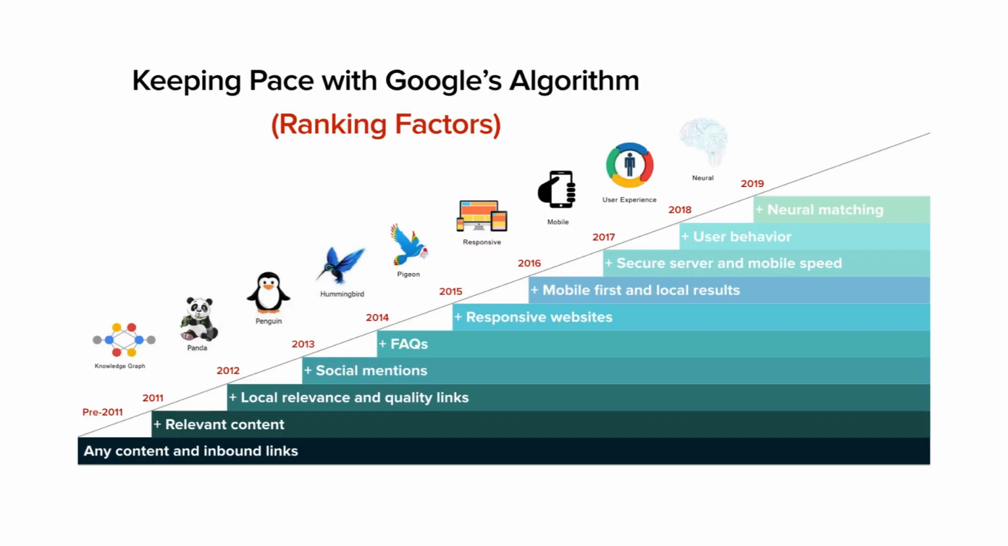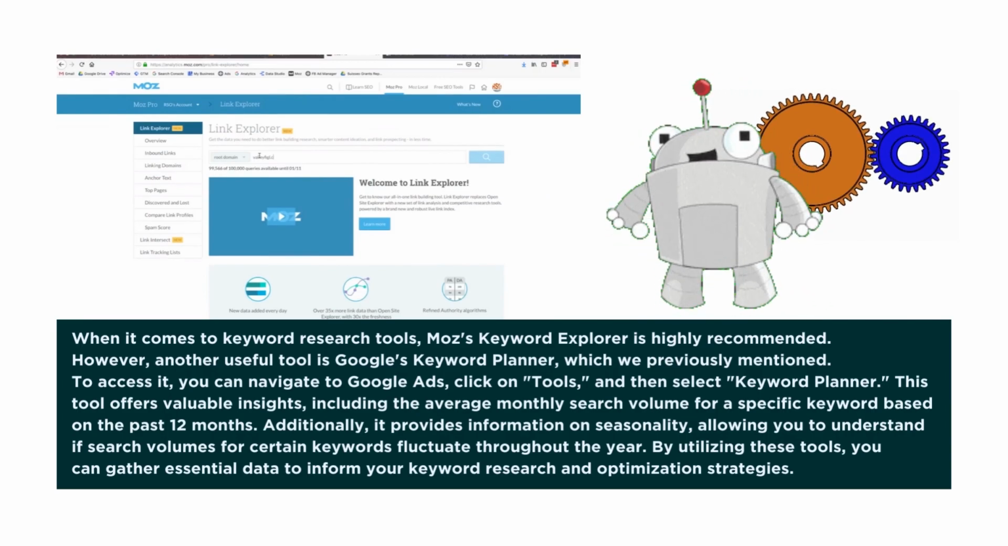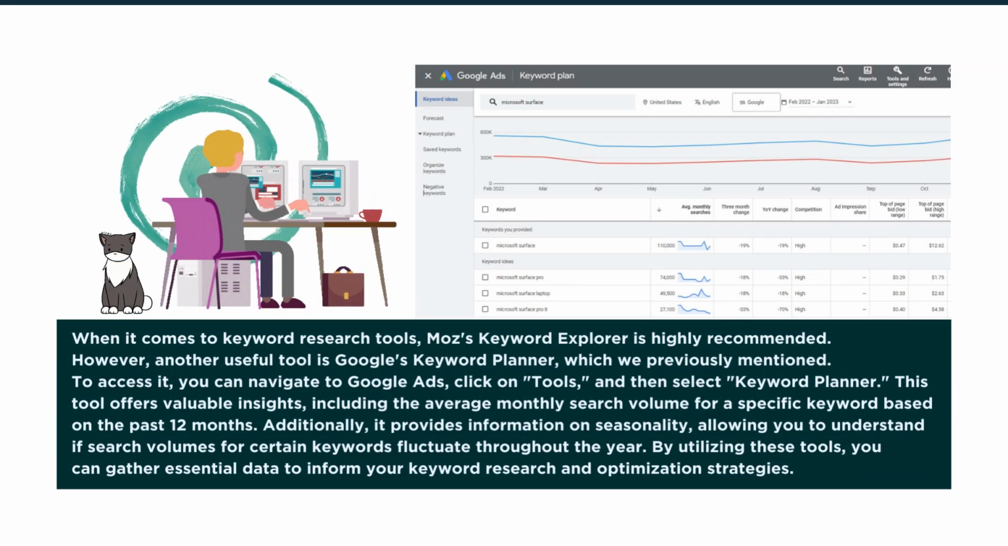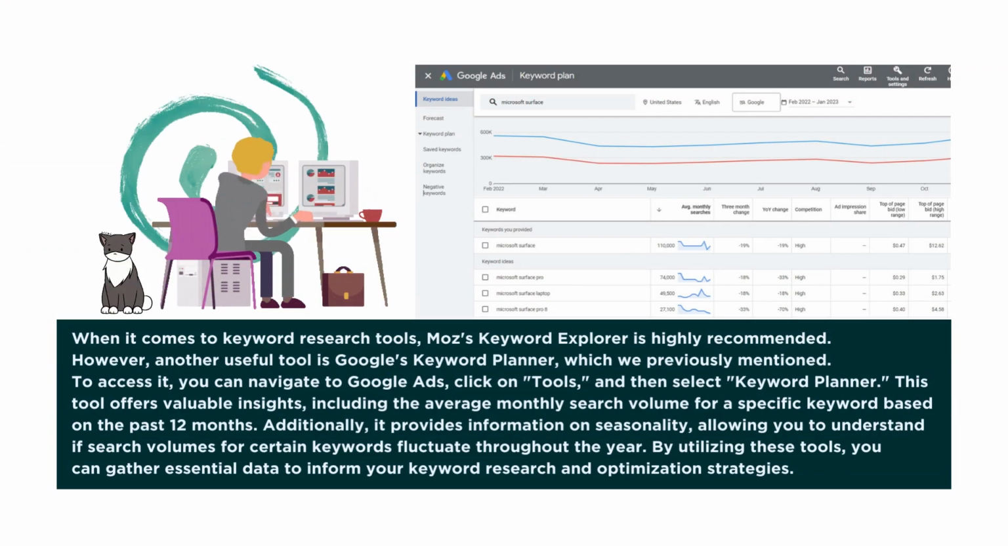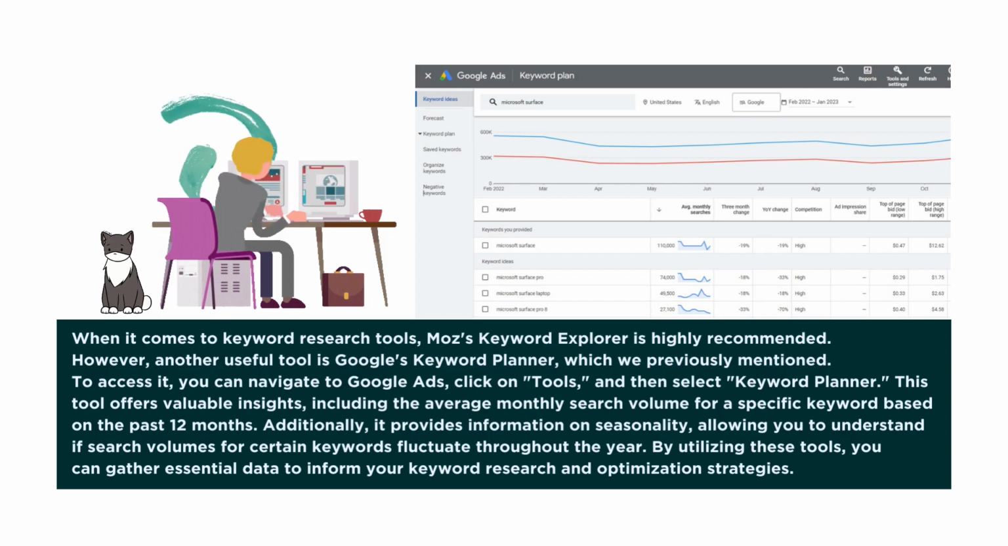This knowledge is significant as it helps us gauge the competition and plan our strategy accordingly to enhance our own ranking. When it comes to keyword research tools like Moz's Keyword Explorer, it is highly recommended. However, another useful tool is Google's Keyword Planner, which we previously mentioned. To access it, you can navigate to Google Ads, click on Tools, and then select Keyword Planner.